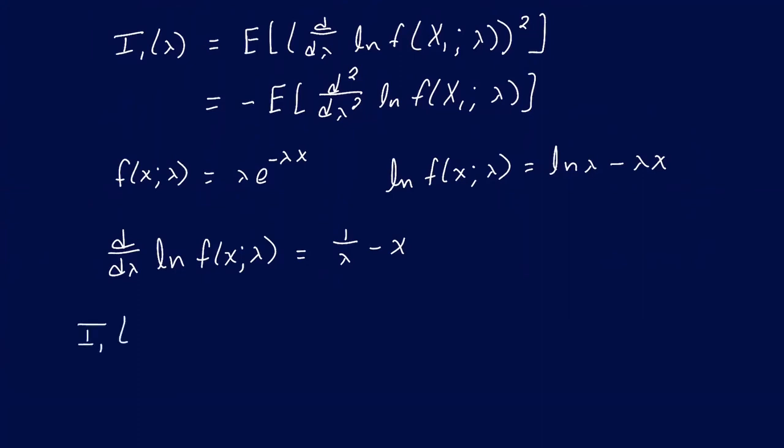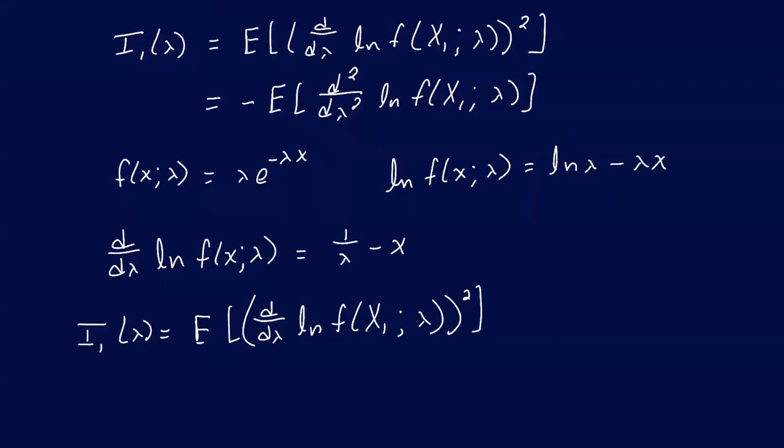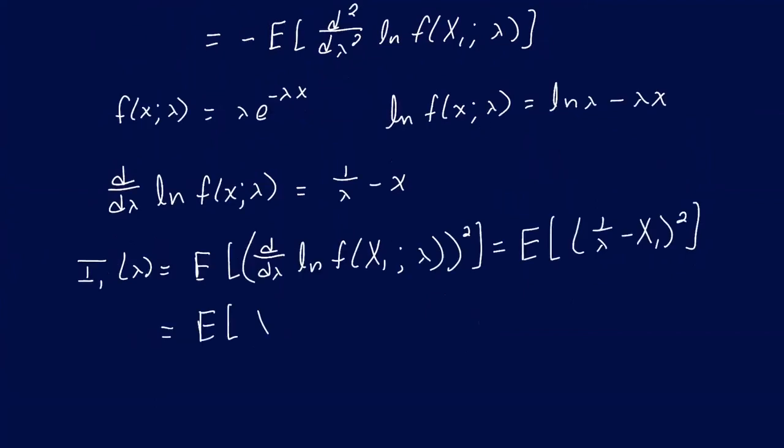The one-dimensional Fisher information is the expected value of this derivative. I want to plug in a capital X1 and square it. Otherwise, there's nothing interesting to take the expectation of. This is the expected value of 1 over lambda minus x1 squared. Because it's squared, this is the expected value of x1 minus 1 over lambda. And because x1 has an exponential distribution with rate lambda, 1 over lambda is the mean of that distribution. So this is the variance of x1.